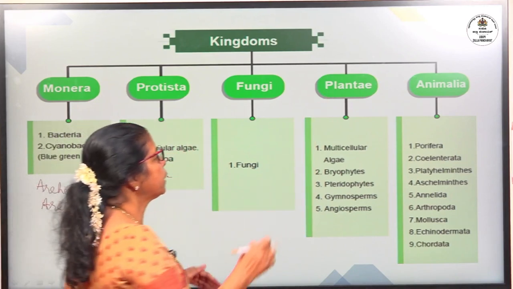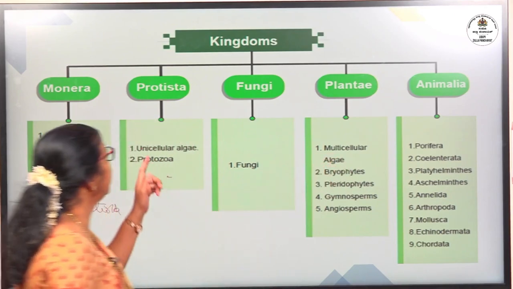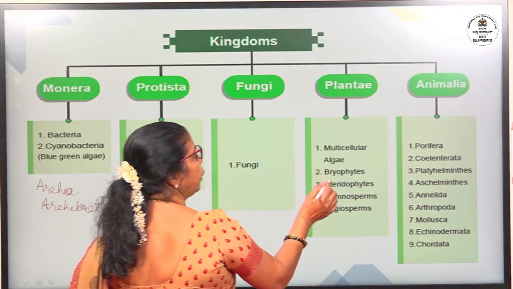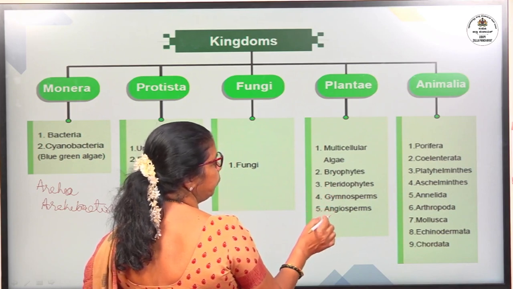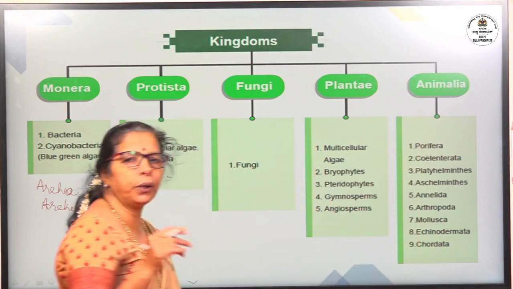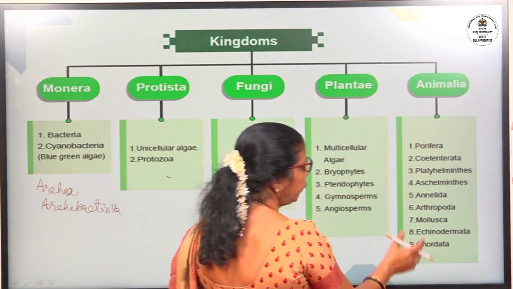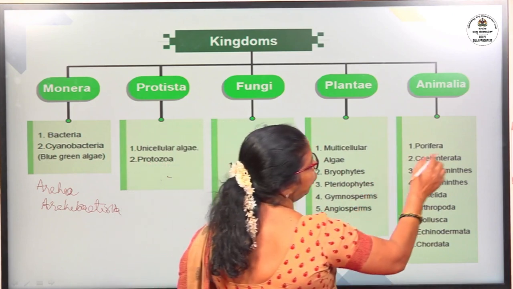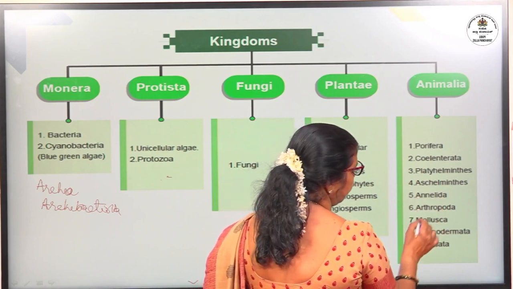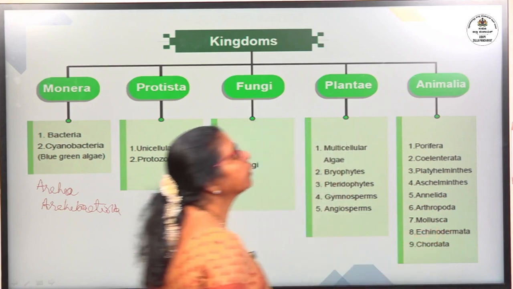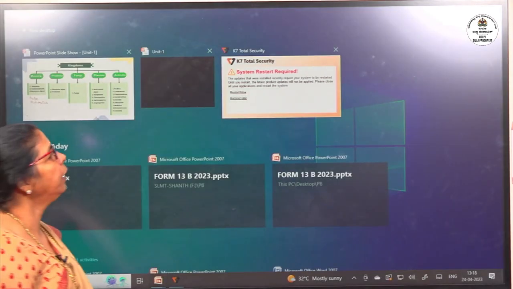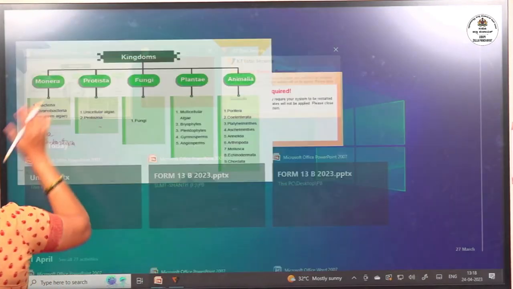Plantae, which consists of multicellular algae. So unicellular algae are here, and multicellular algae come under kingdom Plantae. Then bryophytes, pteridophytes, gymnosperms, angiosperms, etc. Under kingdom Animalia, all eukaryotic multicellular organisms are grouped into different phyla: Porifera, Coelenterata, Platyhelminthes, Aschelminthes, Annelida, Arthropoda, Mollusca, Echinodermata, and Chordata. They are classified into different groups based on different criteria.